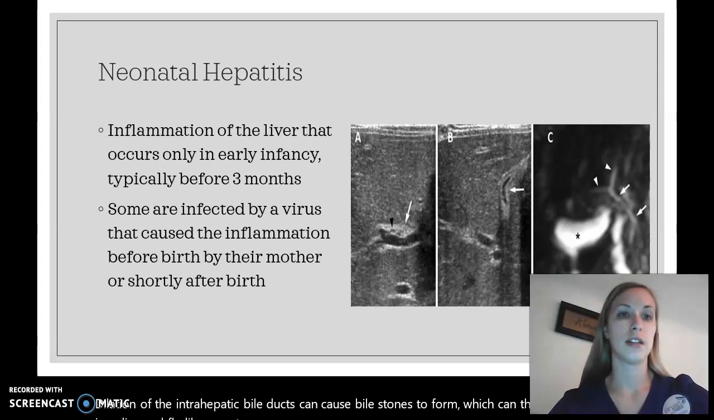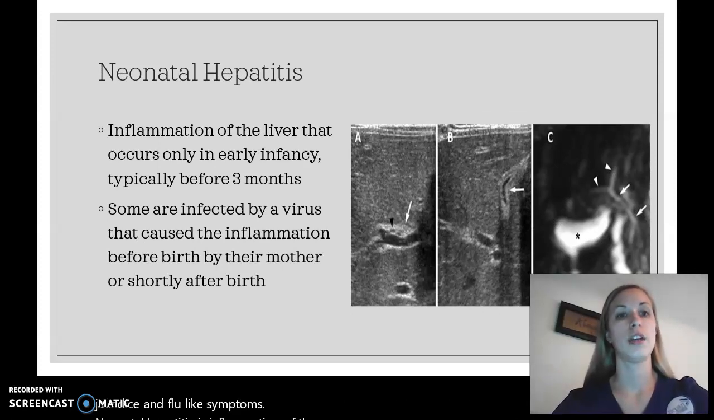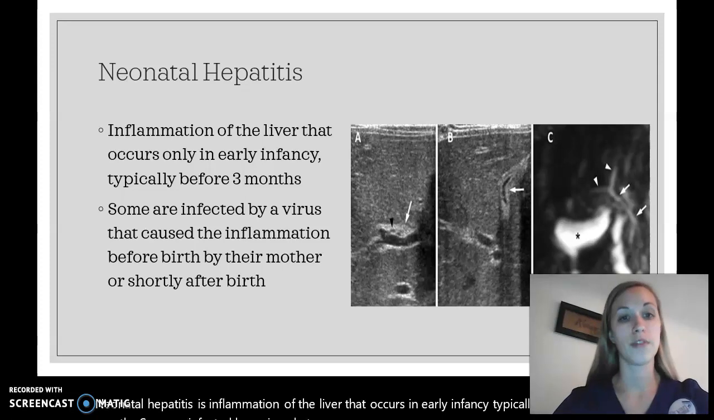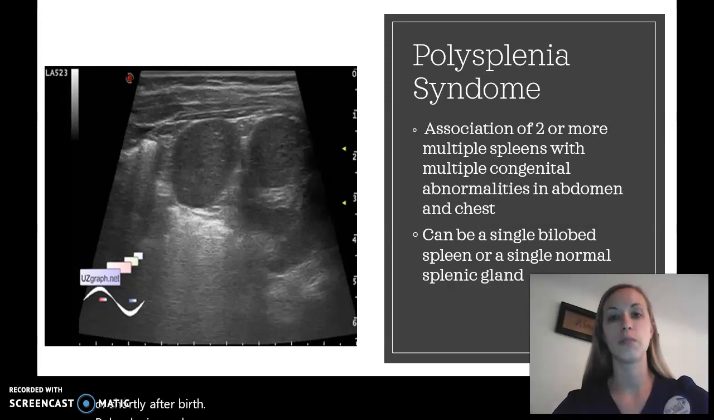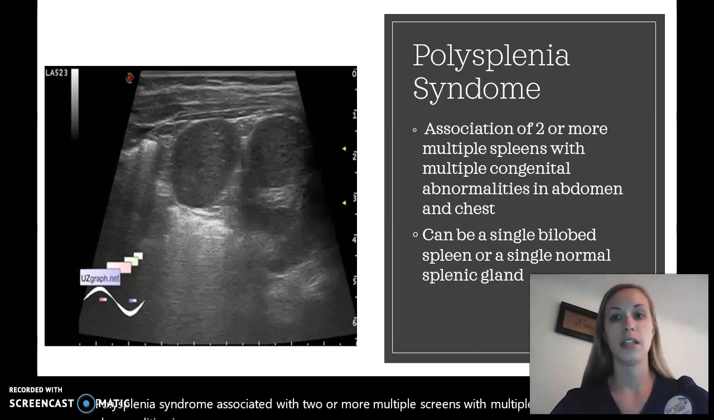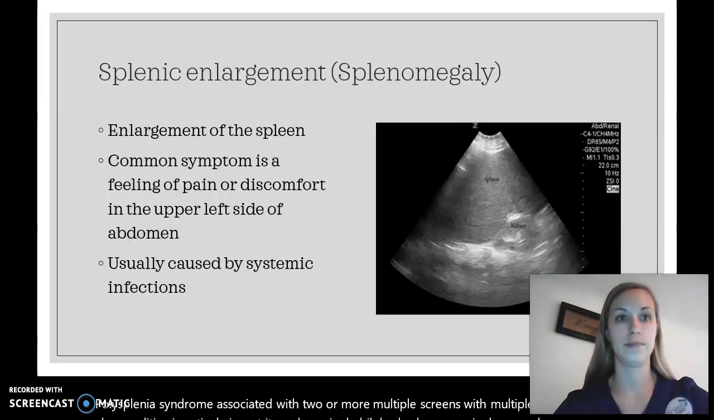Neonatal hepatitis is inflammation of the liver that occurs in early infancy, typically before 3 months. Some are infected by a virus that caused the inflammation before birth by their mother or shortly after birth. Polysplenia syndrome, associated with 2 or more multiple spleens with multiple congenital abnormalities in the abdomen and chest. It can be a single bilobed spleen or a single normal splenic gland.